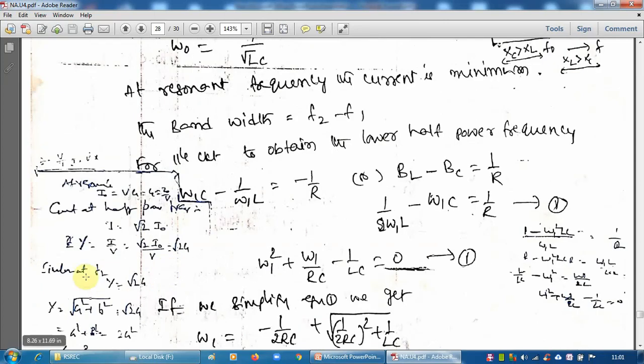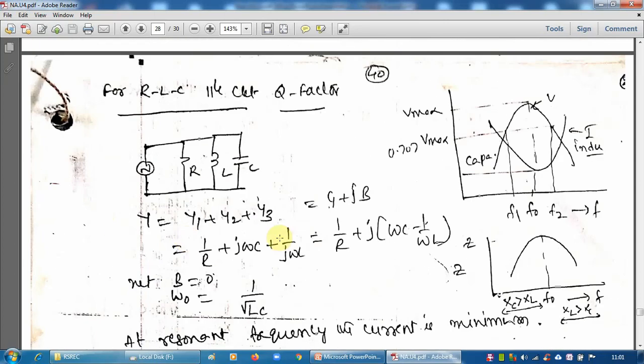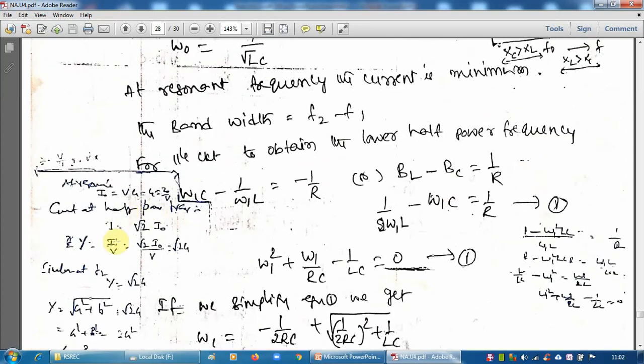Next, at half power frequencies, as I said just now, if this is the current response of the parallel circuit, to get this F1 value and F2 value, we take I naught into root 2. I naught into root 2 gives some value, and if you mark a line, we get the F1 value and F2 value. At F1 and F2, the I value will be I naught into root 2. That is written here: for half power frequencies, I is equal to I naught into root 2.